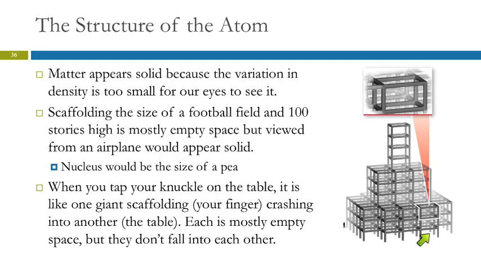Anyway, ginormous jungle gym, right? If you think of the scaffolding being the size of a football field again, and 100 stories tall, that would be a massive jungle gym. That could be really fun. Standing down on the ground, you can see that that's mostly empty space. But if you flew over that in an airplane or a blimp and looked at it from outer space, anywhere you look, unless you're lined up just perfectly, you're going to see all of these different lines, and it's going to start to blur together and look like a solid object. And that's what happens with matter.